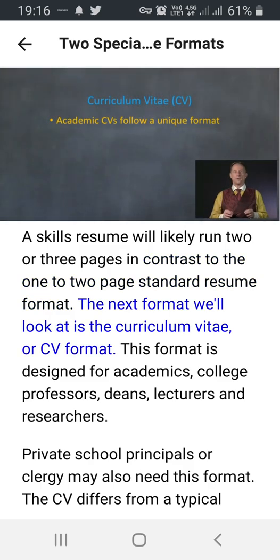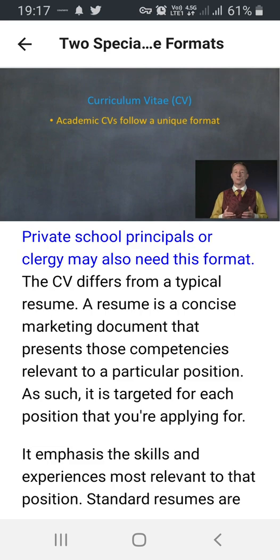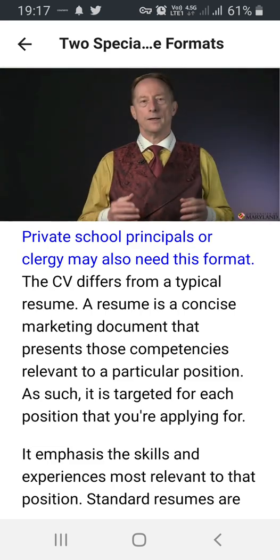The next format we'll look at is the curriculum vitae, or CV format. This format is designed for academics, college professors, deans, lecturers, and researchers. Private school principals or clergy may also need this format. The CV differs from a typical resume.